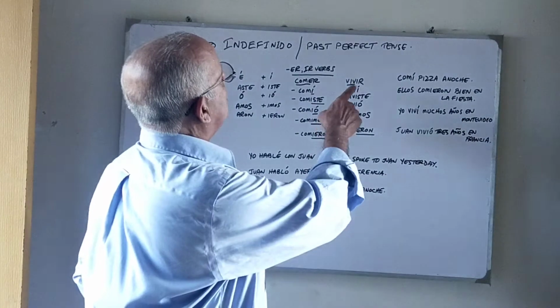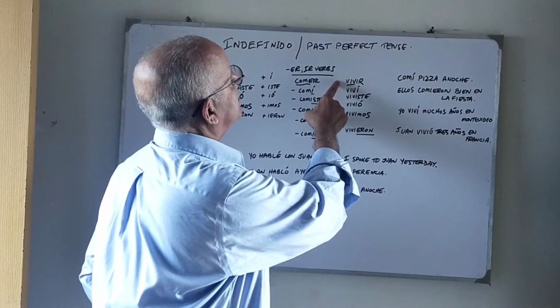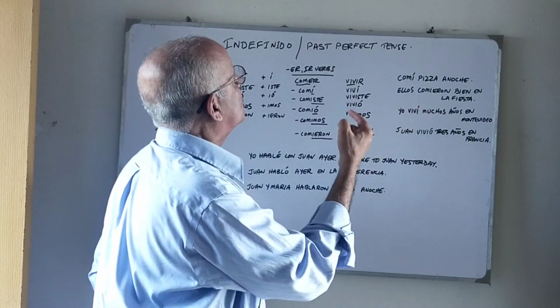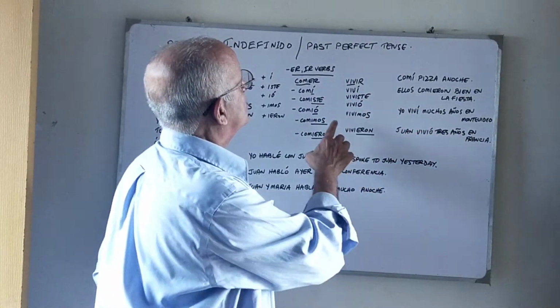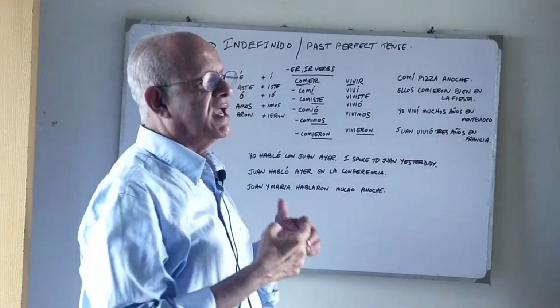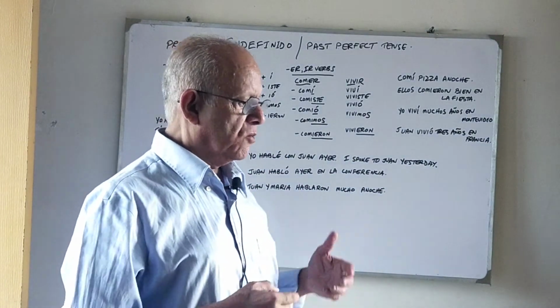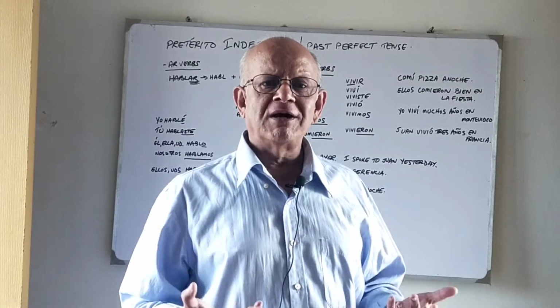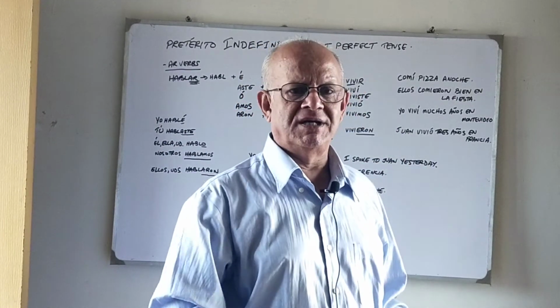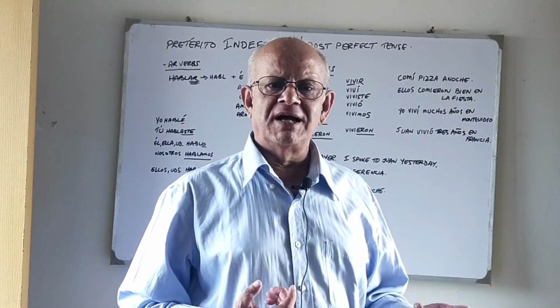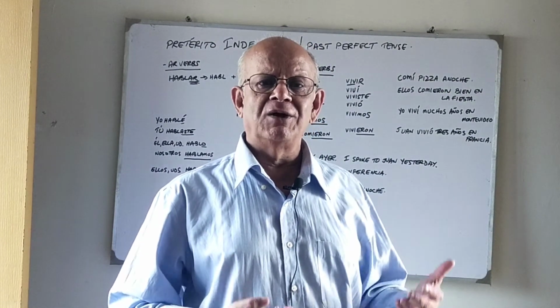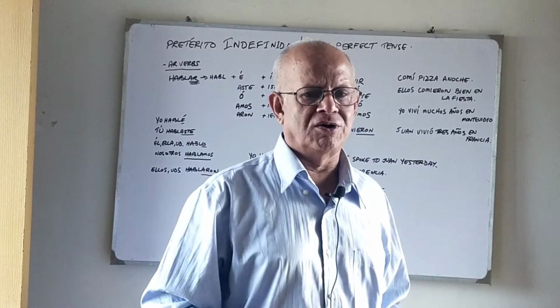Okay, now I'll give an example of another IR verb, salir. Yo salí, tú saliste, él salió, ella salió, usted salió, nosotros salimos, ellos salieron. Okay, I went out last night. Yo salí anoche. Juan went out last night. Juan salió anoche. We went out last night. Nosotros salimos anoche. Juan and Maria went out last night. Juan y Maria salieron anoche.